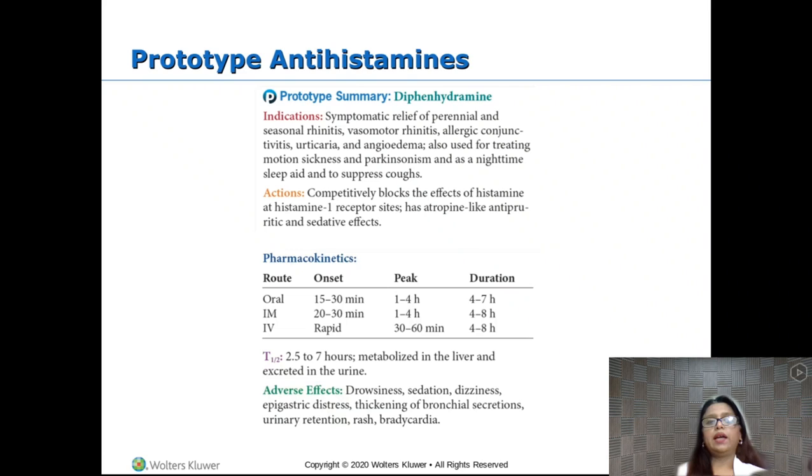Diphenhydramine is also called Benadryl. How often do we use it for allergies? Multiple times. It could be given for severe allergies such as angioedema and urticaria. Its action is to completely block the effects of histamine 1. Adverse effects could be drowsiness, sedation, and dizziness. When we take Benadryl, it's a good idea to sleep, not to go out, and no driving after taking any sedatives, right?